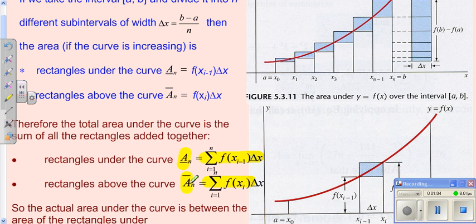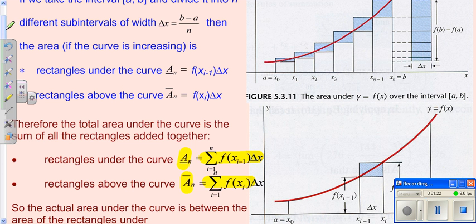This one here is looking at the area above your curve. That would be looking at the heights of all the rectangles that go from the bottom all the way up to the top of the blue. And that's adding your area underneath plus a little bit above.